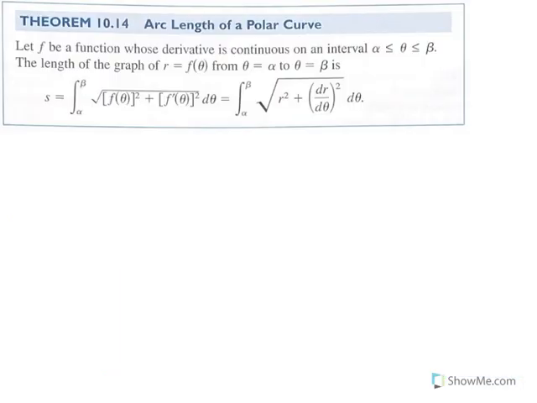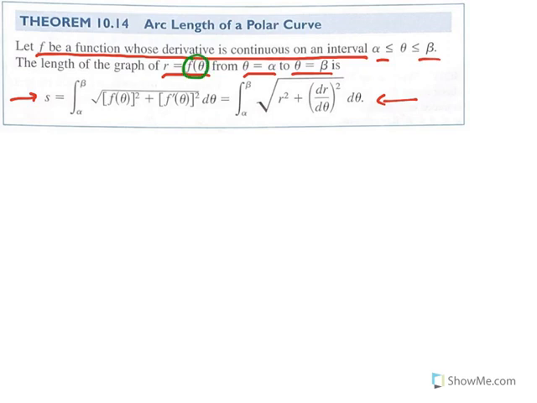So this is Theorem 10.14, arc length of a polar curve. Let f be a function whose derivative is continuous on an interval from alpha to beta. The length of the graph of the polar equation r is equal to f of theta, from theta equals alpha to theta equals beta, is given by this definite integral, and of course we saw its derivation just now. So f of theta is your polar equation.